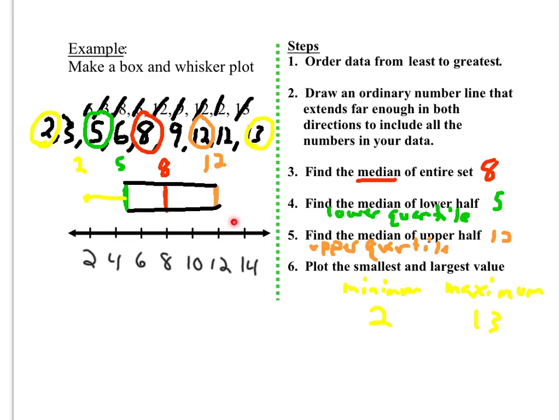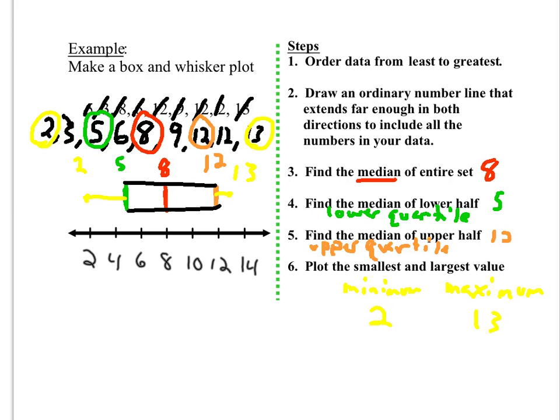And then 13. Well, 13 is here in the middle of 12 and 14. So I'm going to put that dot about right there and connect it to my box and write 13. And there's my box and whisker plot from the data I have. So again, just by looking at the box and whisker plot, I can tell where the median is, the lower quartile, the upper quartile, and the minimum and the maximum.